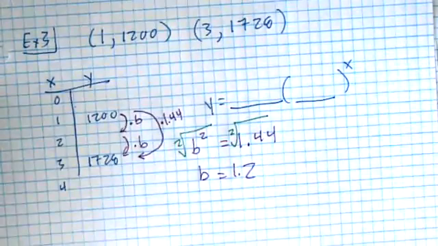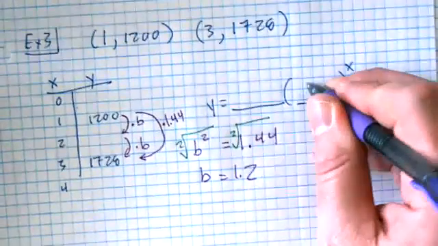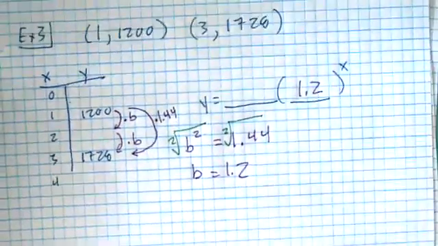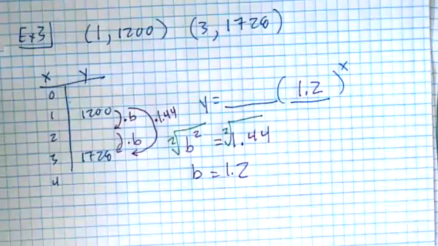So we have our multiplier. 1.2 is our multiplier. Any questions? That's the new part for today, is finding those multipliers. We're not done, right? We still need our starting value.